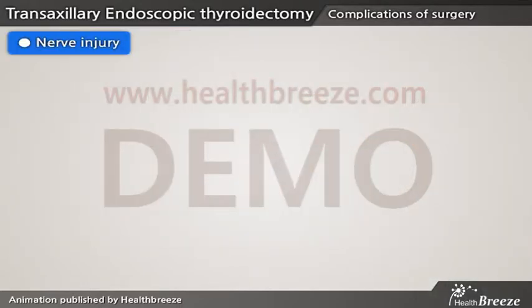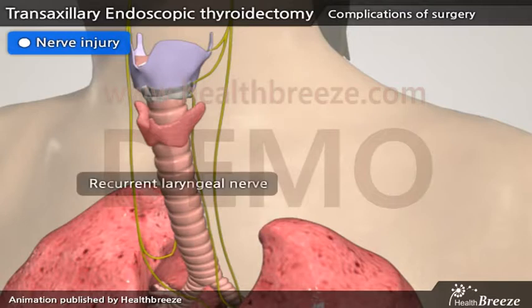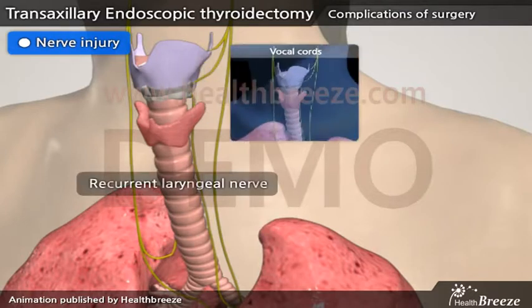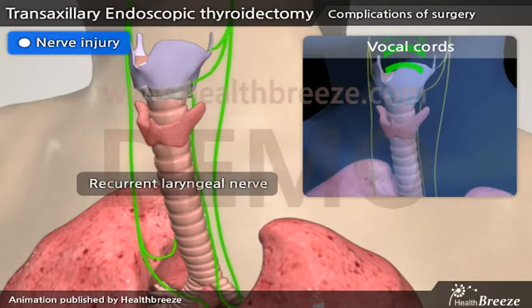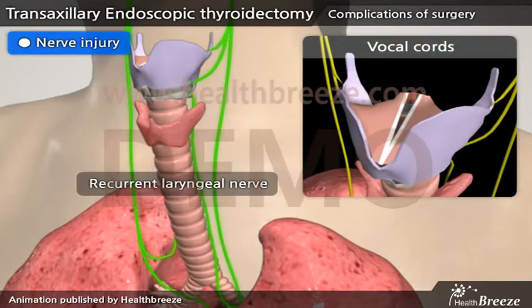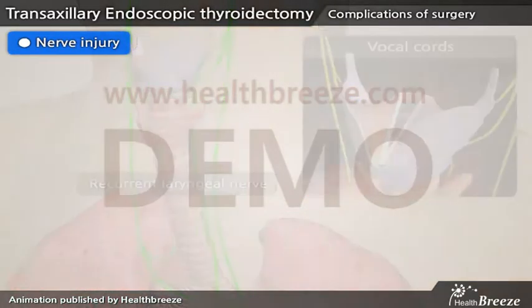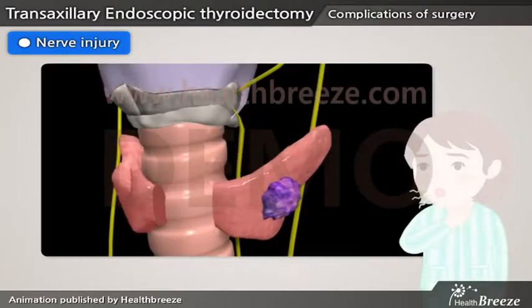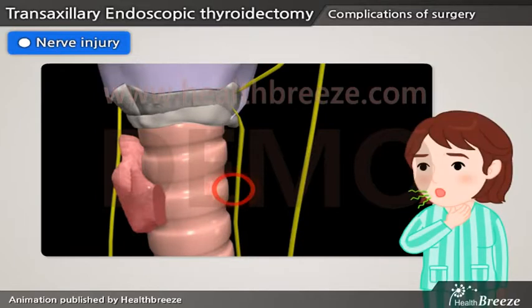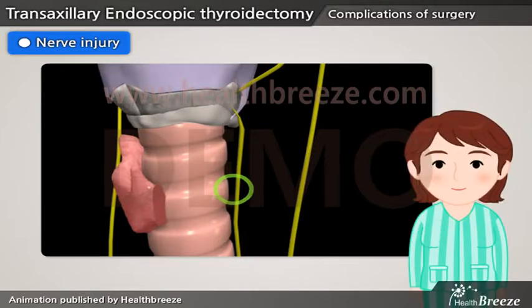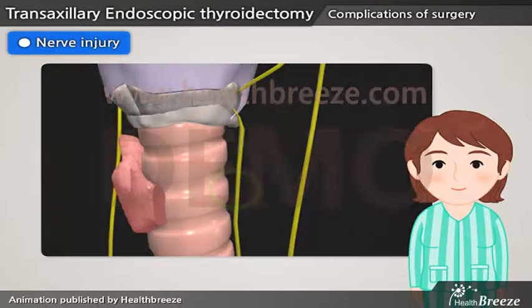Nerve injury. Your left and right recurrent laryngeal nerves, which innervate vocal cords for phonation, traverse adjacent to the trachea right under the thyroid gland. Although preservation of recurrent laryngeal nerve is the key principle in thyroid surgery, some patients experience nerve injuries which often resolve in few weeks to months. Rarely, a permanent injury may occur.